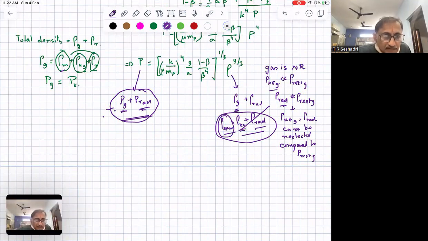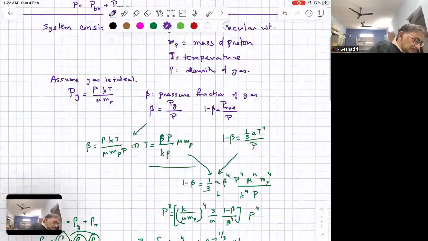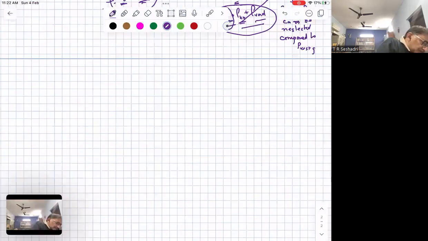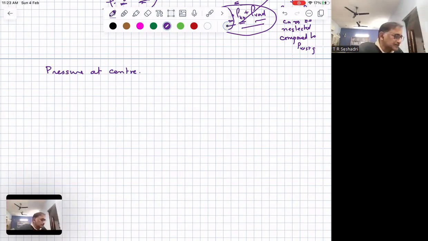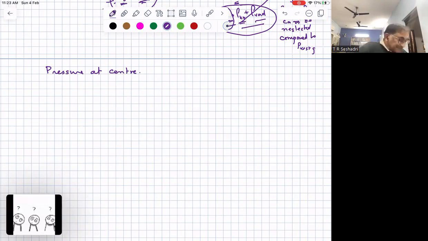Right. Now, I can ask the following. What about the central pressure? And the reason is, if you remember, when we were doing order of magnitude bounds on pressure, we had a bound on the pressure of the gas at the center. Total pressure at the center we had. Remember? The Milne bound and the Chandrasekhar bound and so on. We will be using that.